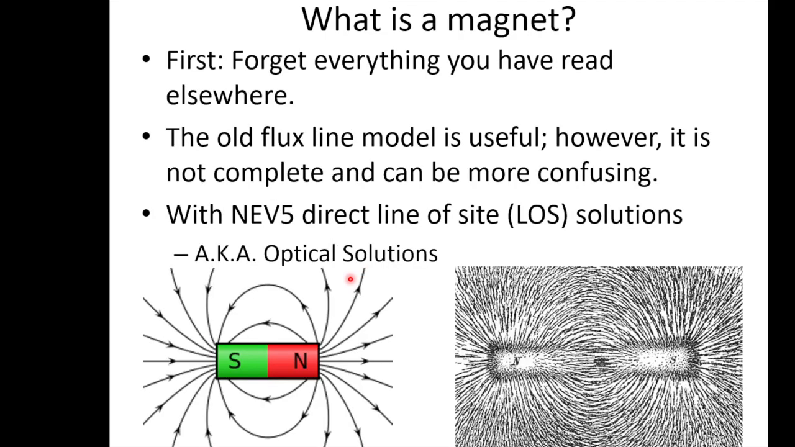Okay, so what is a magnet? Now, first you have to forget everything you learned. We do not use a flux model for EM04 because our model of magnetism is too complex to represent with a simple vector flux model. We actually have a matrix field that's too complicated.